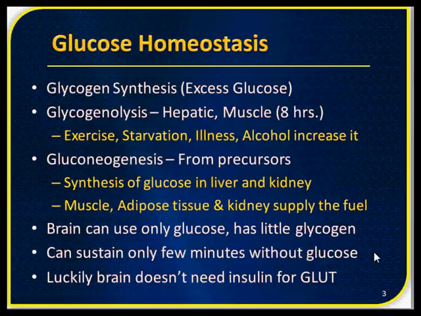Luckily, the brain does not need insulin for the transport of glucose, because in all other tissues, when glucose has to enter the cell, we require a specific transporter called the GLUT, and these GLUTs are under the influence of insulin. But in the brain, the GLUT is there, but the type of glucose transporter in the brain does not require insulin. That is the reason when we treat hypoglycemia, we don't require to give insulin. Otherwise, if the brain were to need insulin, we would have treated every patient of hypoglycemia with glucose along with insulin.